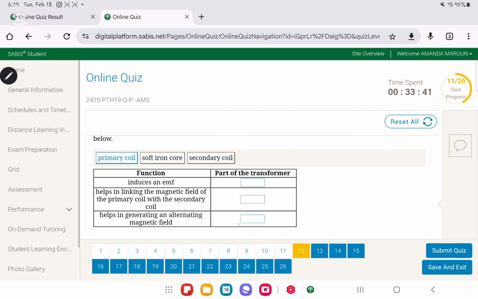So very simply, in generating an alternating magnetic field, this is the primary coil, which helps in linking the magnetic field of the primary coil with the secondary coil. This is the soft iron, and then it induces an EMF in the secondary coil.